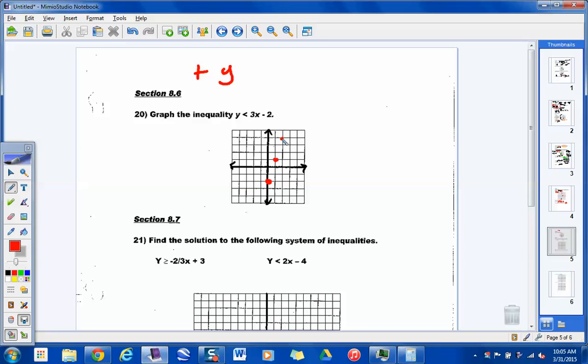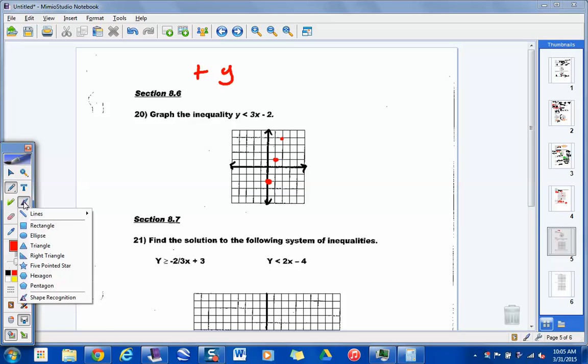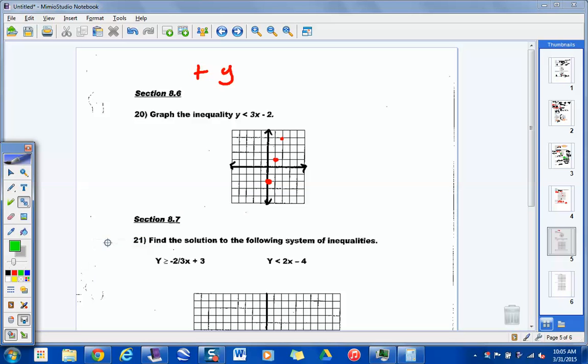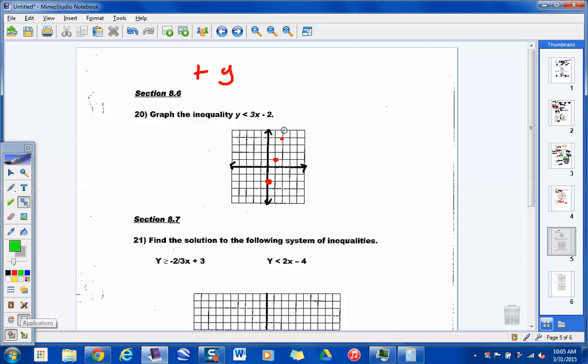So I'll draw a dotted line through those points. I'll try to draw a dotted line. I've got a dotted line. I can make dotted lines. Ooh, it's a pretty green line. A Christmassy line.